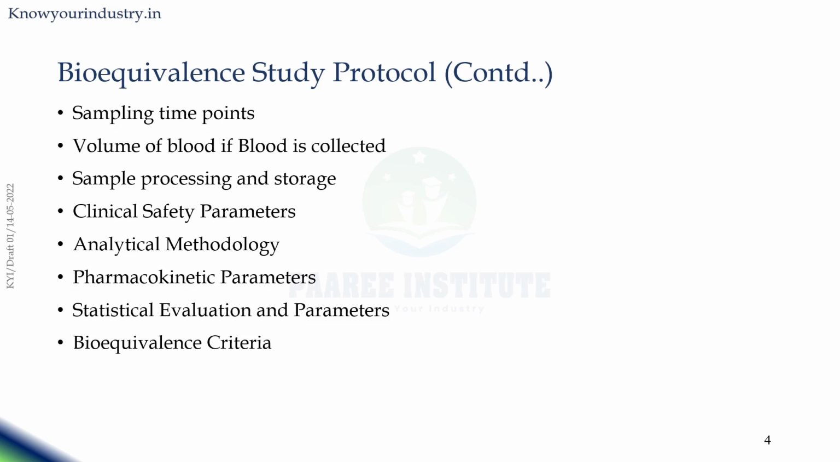Then once this blood is collected and stored, all the subjects' safety has been established, and the clinical phase is over, then it comes to the analytical phase where the analytical methodology is developed, then the sample will be analyzed for the blood concentration of the drug. Once the blood concentration of the drug is obtained with respect to time points, there will be pharmacokinetic analysis and the pharmacokinetic parameters will be established that need to be mentioned in the protocol.